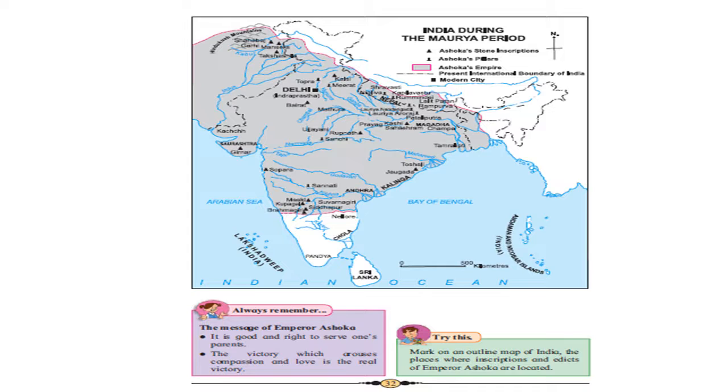Now we'll talk about the Kalinga War. Ashoka was deeply moved by the bloodshed of the Kalinga War. He decided never to wage a war again. He came to believe that truth, non-violence, compassion, and forgiveness were the important values.